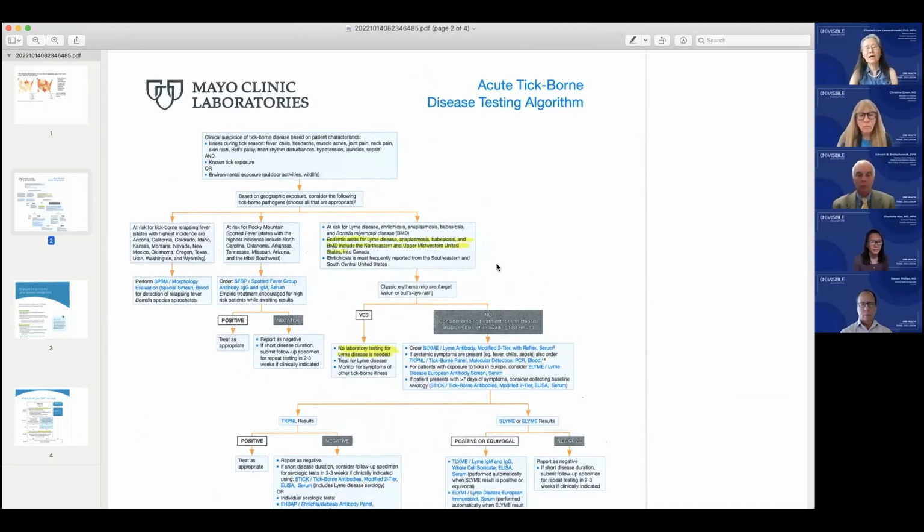What bothers me here is that it specifies Ehrlichia, Lyme disease, and so forth are included in the northeastern and upper Midwest of the United States. So in other words, in the flow chart, if the patient is from somewhere other than the Northeast or Midwest, perhaps they're not suspicious for Lyme disease.